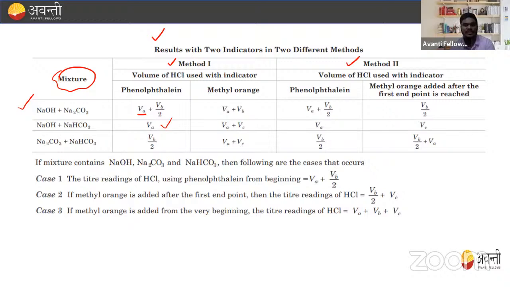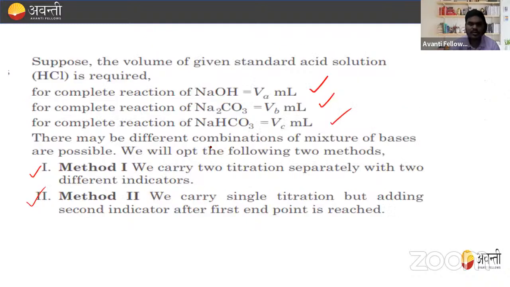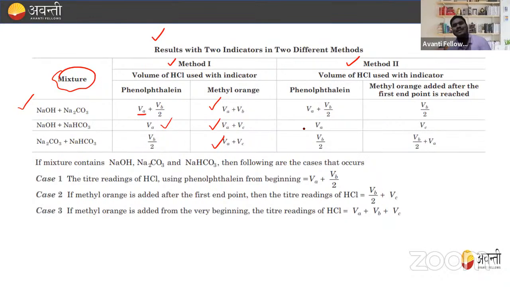Similarly for methyl orange, because methyl orange gives 100% reaction. So this is Va plus Vb, Va plus Vc, right? So this will give the whole one, because we already know Vc. What is Vc? The volume of the NaHCO3. What is Vb? The volume of the Na2CO3. So like that, we can write here Va, Vb, and Vc. Now, on similar cases for method number 2, what we use is Va plus Vb by 2, Va, and this is Vb by 2. Again after this Vb by 2, this is Vc, and this is Vb by 2 plus Va.